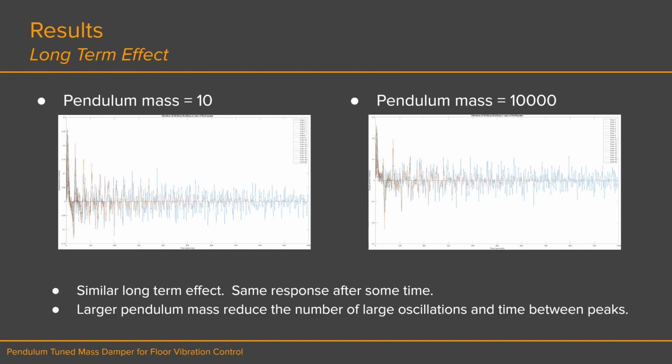After some time, both buildings are observed to have a similar response, where the building converged to somewhat of a steady-state-like condition. But looking at the left side of the plot, we see that the larger pendulum mass reduces the number of large oscillations and actually lengthens the time between the peaks. And the smaller pendulum mass has more oscillations, but at a lower amplitude compared to the larger pendulum mass.